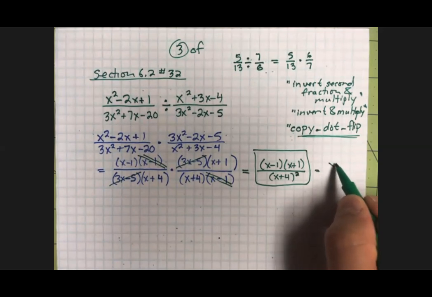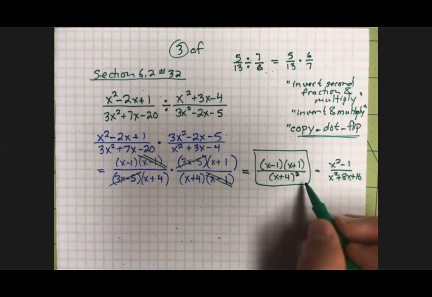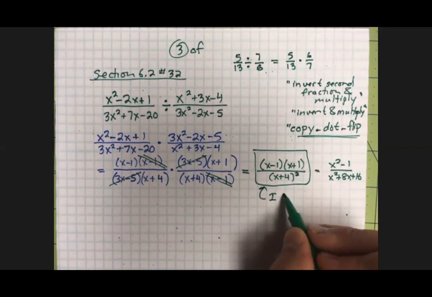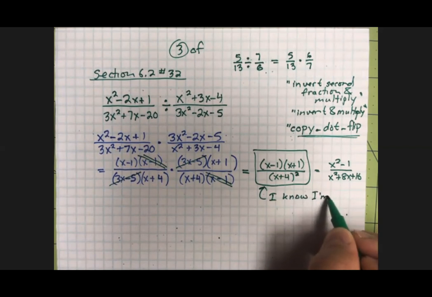I know you could multiply out the top. I know you could multiply out the bottom. But this answer is not as desirable. It's still correct, but it's not as desirable because it's messy. You don't see that you're done. No common factors. I'm done.